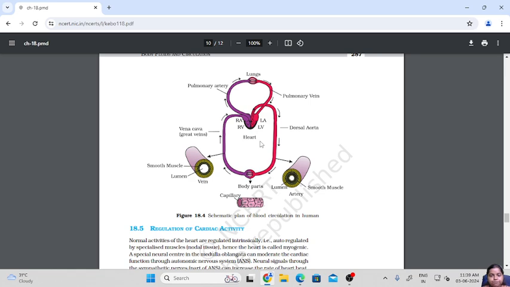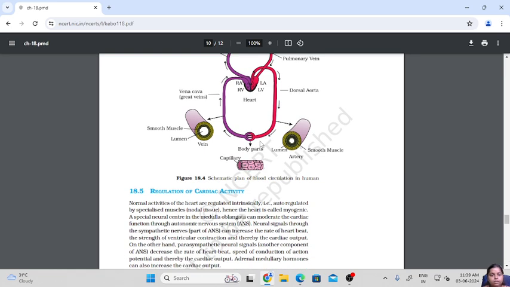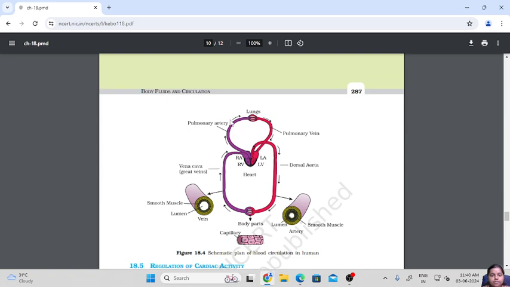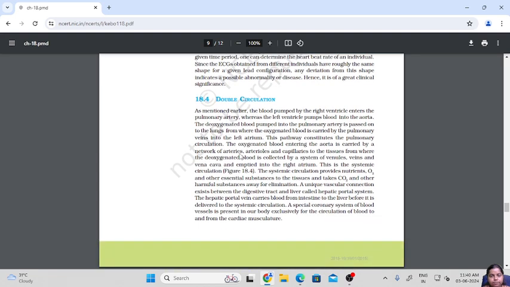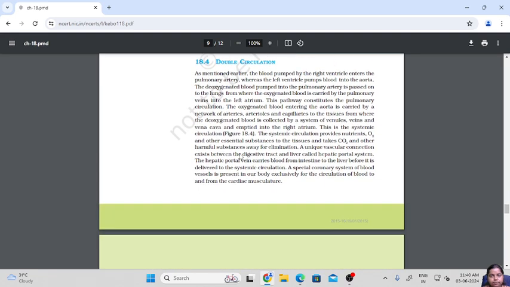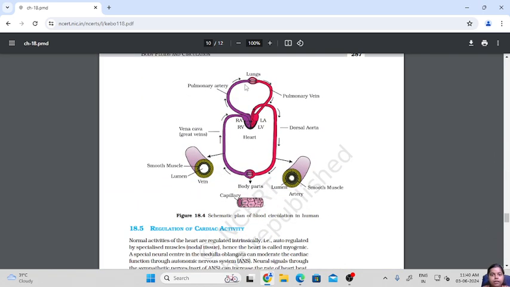In this, these are the veins. This is the pulmonary artery. This is the pulmonary vein, which carries the oxygenated blood. And this is the pulmonary artery. Here the deoxygenated blood is pumped, and this carries the oxygenated blood.